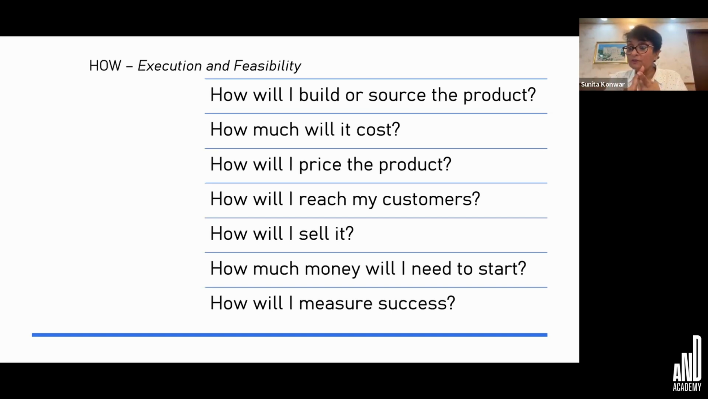Cost of production, cost of packaging, cost of distribution. What will be my fixed cost? What will be my variable cost? How huge is going to be my fixed cost? So these are cost elements that we will have to look at.